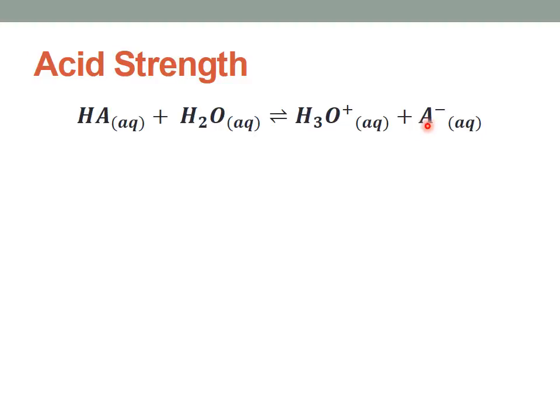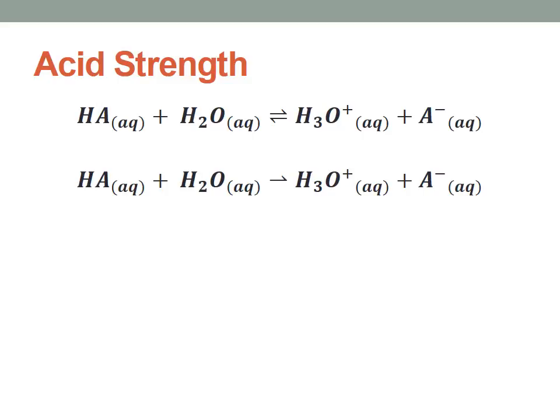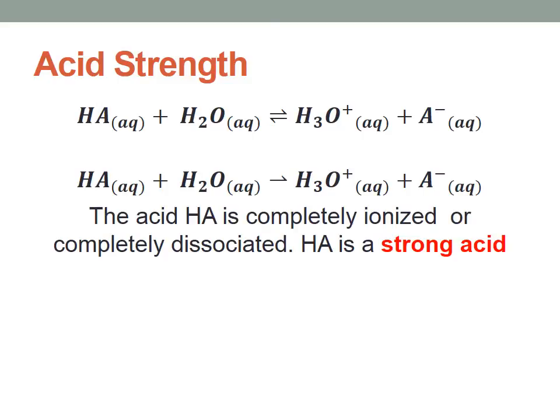But if the conjugate base has a stronger pull for that proton, then the reaction will proceed in the reverse direction to reform our acid, and that acid will not dissociate completely. It will only dissociate partially. So if the base, or water in this case, has a stronger attraction for the proton, then it's going to be a strong acid. So the acid will be completely ionized or completely dissociated. A strong acid.